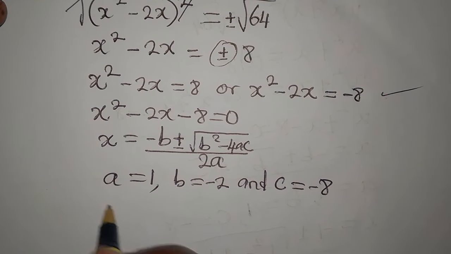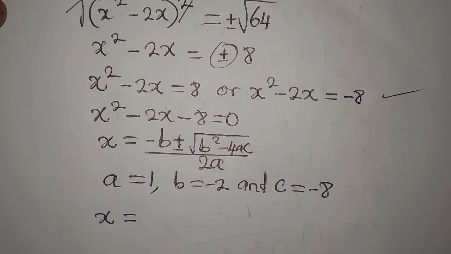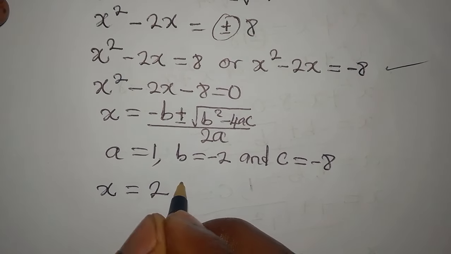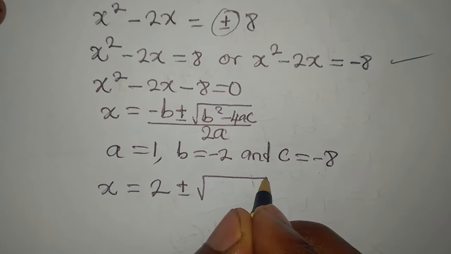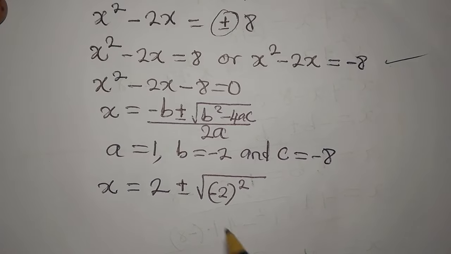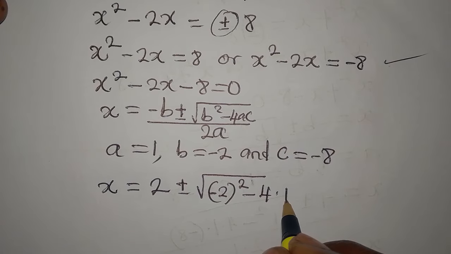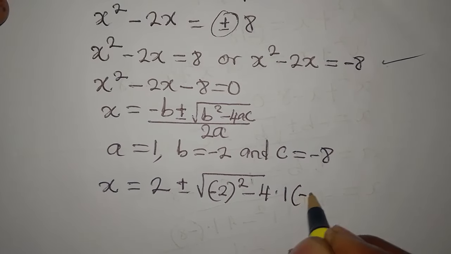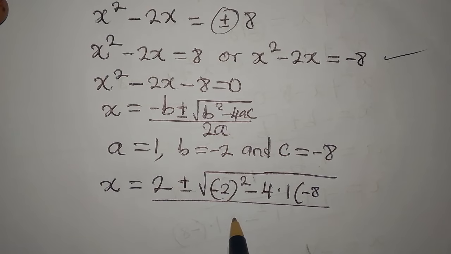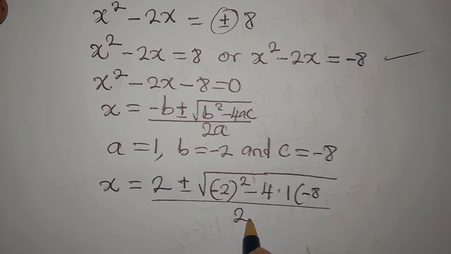So we put this into the formula now, so that x will be, in place of minus b, we write minus minus 2. That will turn this minus 2 to positive 2. Then plus or minus, we're going to have minus 2 squared, that is in place of b squared, minus 4 times a, and then times minus 8. All of this is divided by what? Divided by 2 times 1.